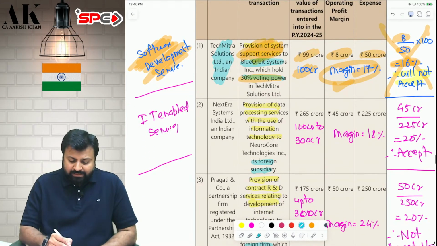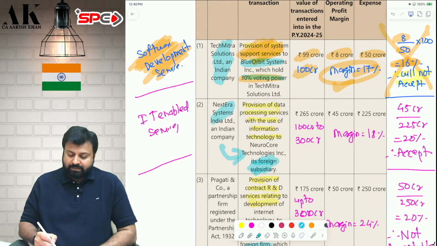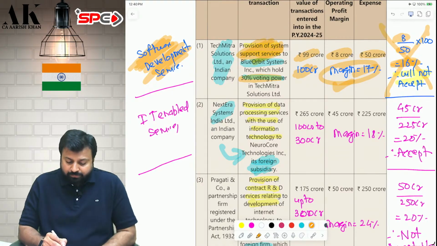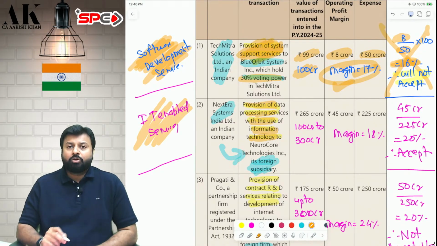Second transaction, this Next Era System is an Indian company, and Neurocore Technology is a foreign subsidiary. Therefore, both of them are deemed to be associate enterprises. Now we will find out whether the service is covered in safe harbor or not. Provision of data processing services with the use of information technology. Yes, it is IT enabled services. Go and check the definition of IT enabled services. You will get that over here.